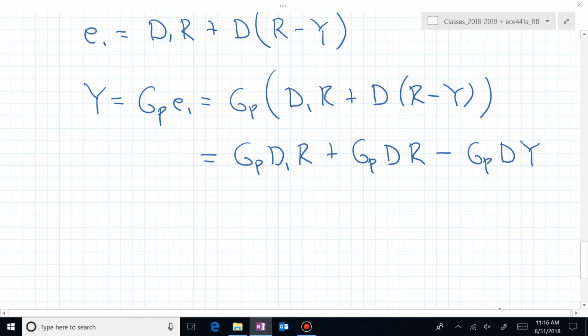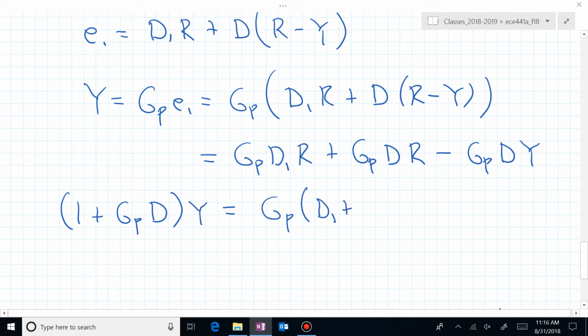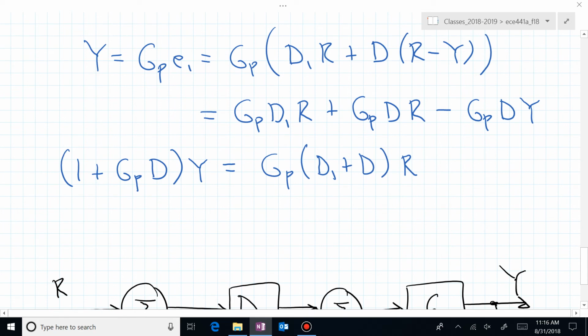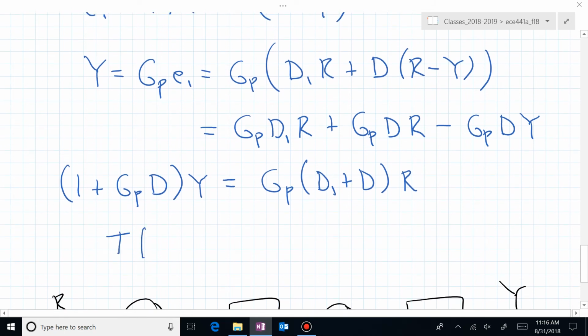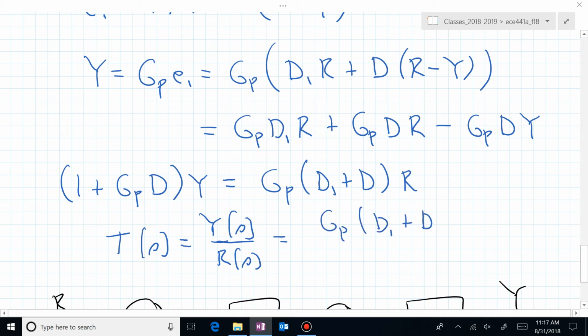Collecting terms that have common Y's and R's, and we're again assuming single input, single output, we pull Y out on the left. We have 1 plus G sub P D, all multiplying Y on the left, and on the right let's factor out the G sub P. We have D1 plus D times R, and now we can solve for the transfer function T of s, being Y of s, the output, over the input's Laplace transform, and that's now G sub P times D1 plus D over 1 plus G sub P D.